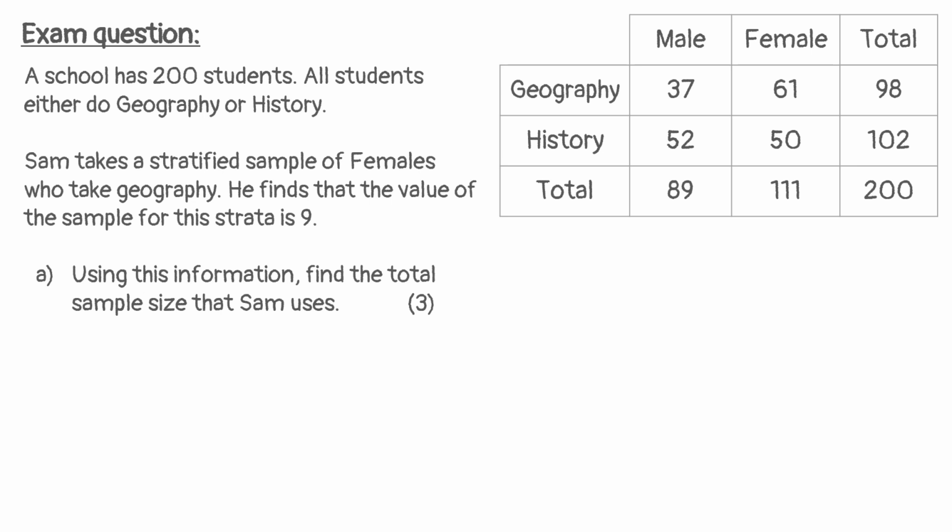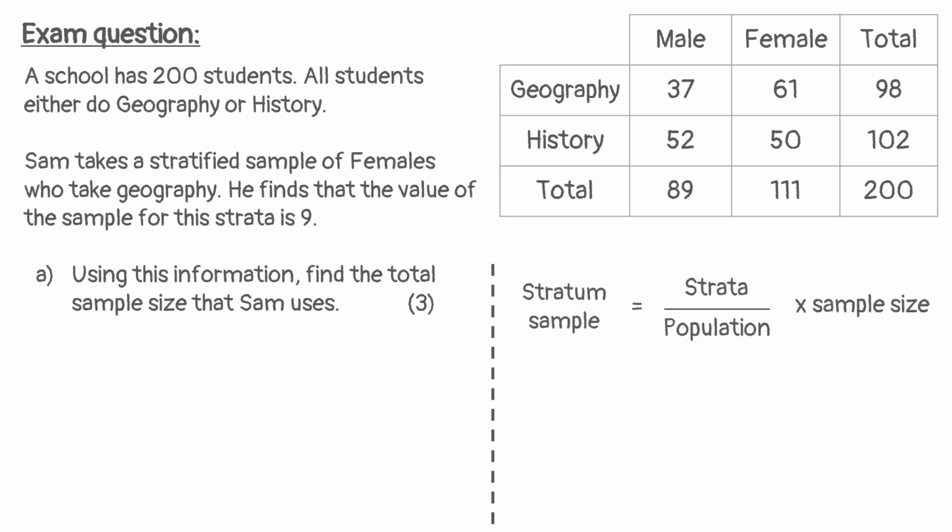Quick side note, you might remember at the start I said we cannot stratify if the groups overlap. While this is a question on subjects, we can assume that you cannot take both of the subjects here. Okay, back to the question. I'm going to put the formula on the right hand side of the screen here. There are 4 elements to this: the sample itself, the strata, the population, and the sample size.